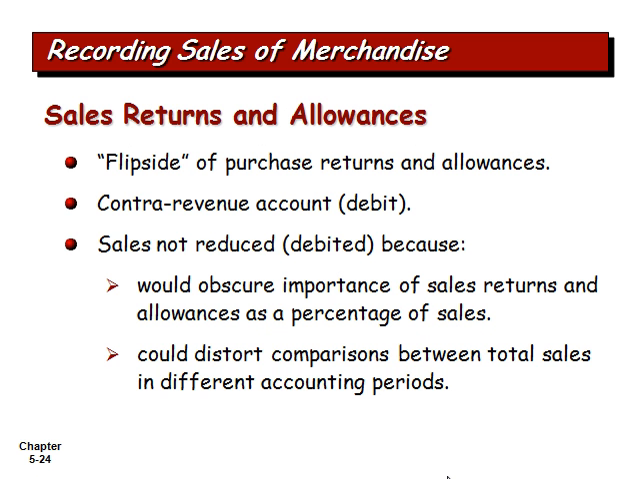Now, when we had the purchase return there, to us it now becomes a sales return, and that becomes a contra revenue account, and the sales isn't reduced because it would obscure the importance of some percentage of sales numbers. It could distort comparisons between sales in different accounting periods. Now, I've never particularly bought any of those arguments, but that is the way we do things in accounting, so we'll do it in this course as well.